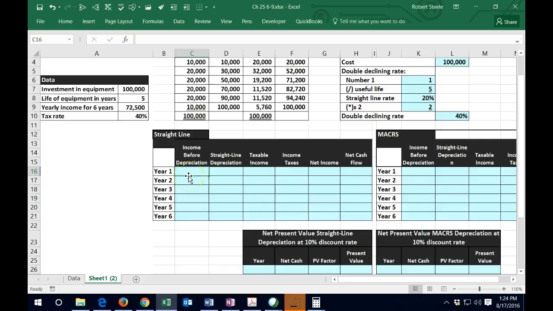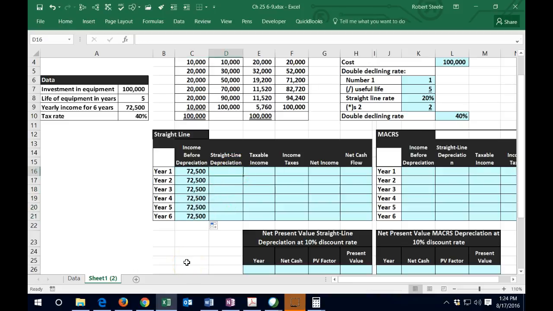We've got years 1 through 5. We're going to start off with the income before depreciation. That's going to be the 72.5 that's given to us in the data. So that's the income before we're considering our factor that's going to change. And that will be the same all the way down. So I'm going to say equals that number and bring that all the way down. We're going to say we have an even income over this 6-year period.